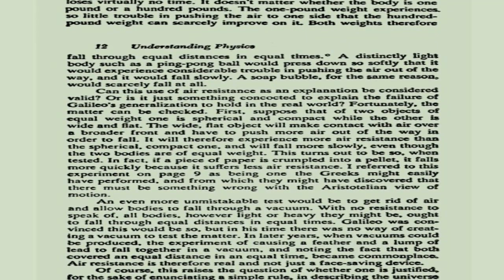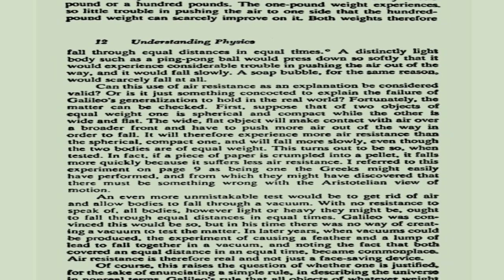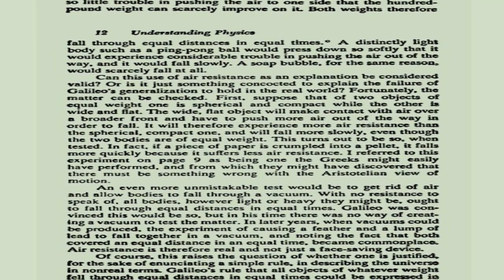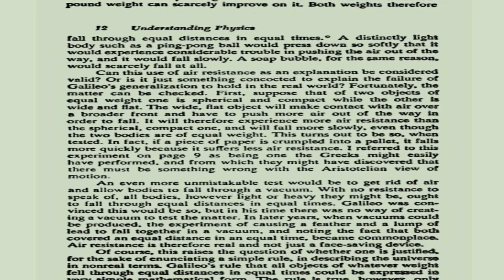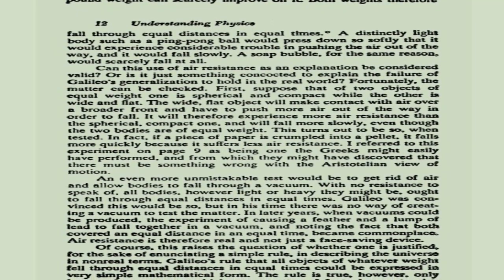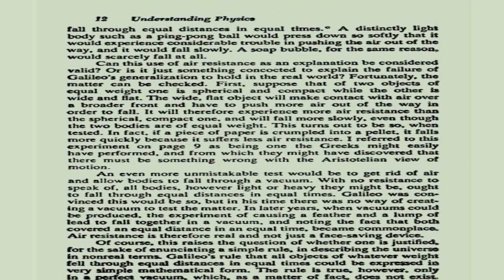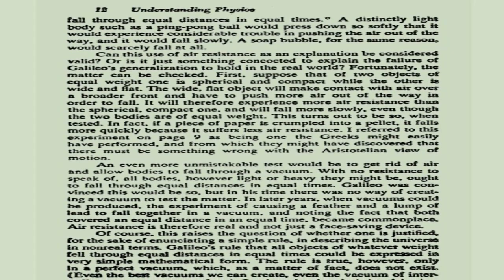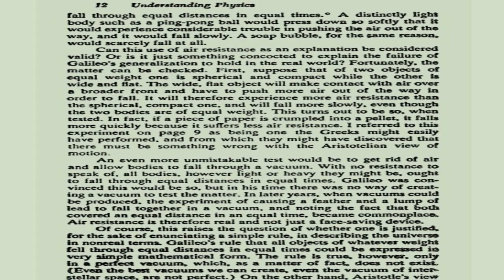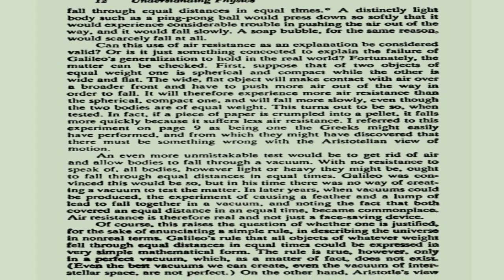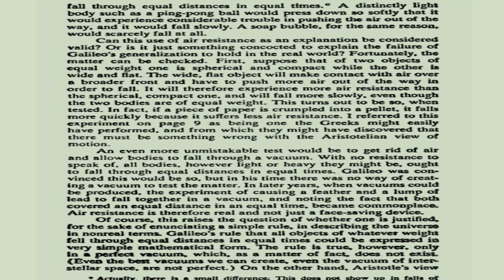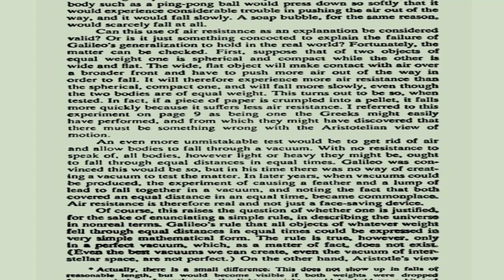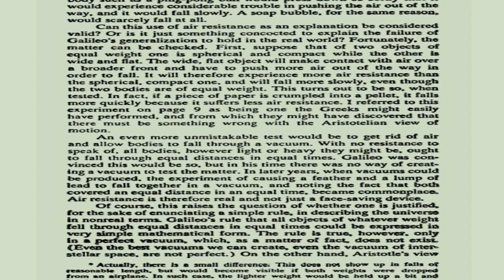An even more unmistakable test would be to get rid of air and allow bodies to fall through a vacuum, with no resistance to speak of. All bodies, however light or heavy they might be, ought to fall through equal distances in equal times. Galileo was convinced this would be so, but in his time there was no way of creating a vacuum to test the matter. In later years, when vacuums could be produced, the experiment of causing a feather and a lump of lead to fall together in a vacuum, and noting the fact that both covered an equal distance in an equal time, became commonplace. Air resistance is therefore real and not just a face-saving device.